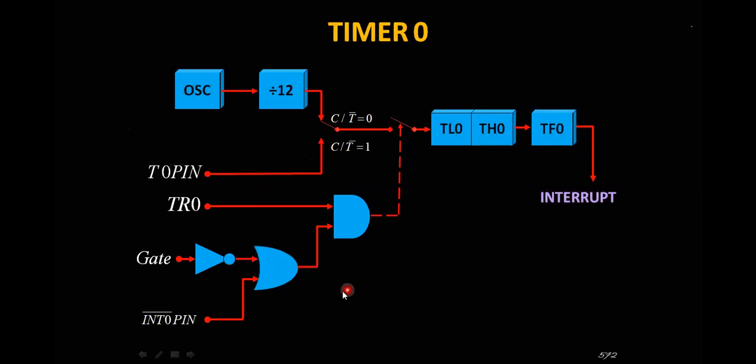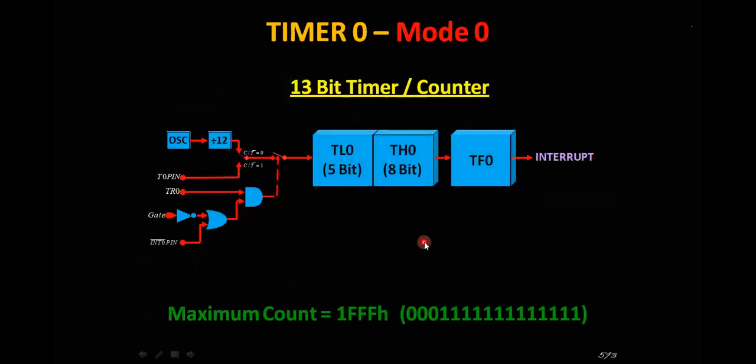So this is for timer 0, same thing. The same circuitry as I explained to you. Here you will get TH0 and TL0 and a timer overflow flag with TF0. So as I told you, timer 0 is operating in 4 modes: mode 0, mode 1, mode 2, mode 3. So this is mode 0 operation.